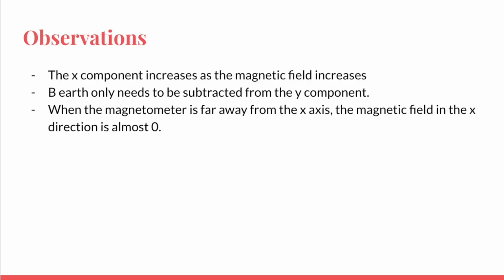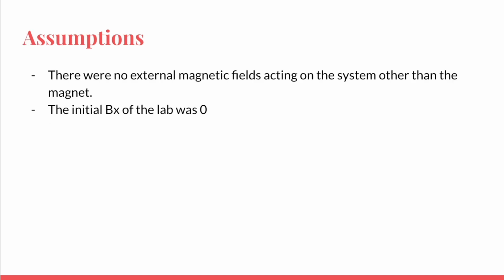Some observations that I found during this experiment were that the X component increased as the magnetic field increases, that B Earth should only be subtracted from the Y component, and that when the magnetometer is far away from the X-axis, the magnetic field in the X direction is almost 0. In this experiment, there were also some assumptions made. The first one being that there is no external magnetic field acting on the system other than the magnet, which is likely not true, and the initial Bx of the lab was assumed to be 0.